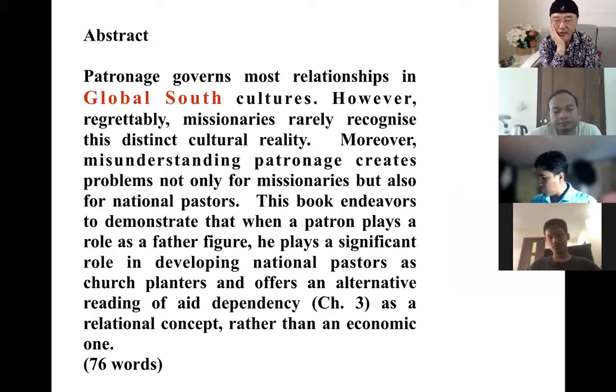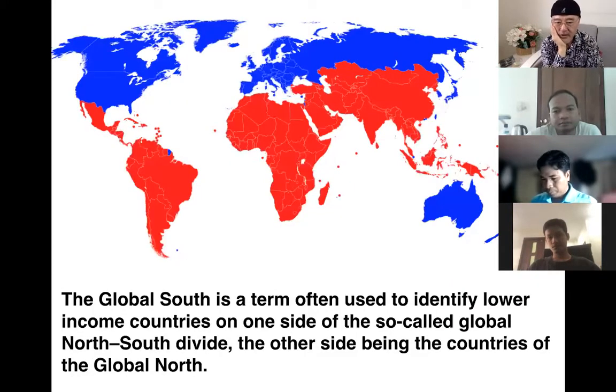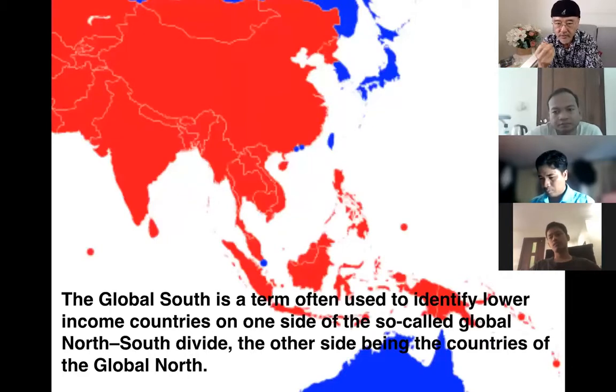What is global South? Well, global South is a term often used to identify low-income countries on one side of the so-called global North-South divide, the other side being the countries of the global North. So every time an academic field or scholarly journal talks about global South, it's talking about, in a way, the poor countries in the world. And unfortunately, Cambodia is considered one of the poor countries.